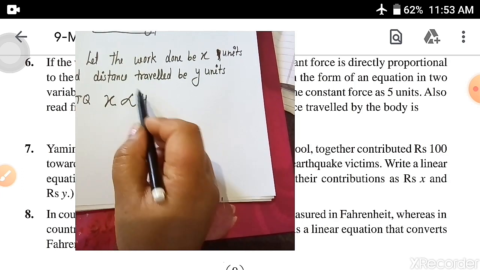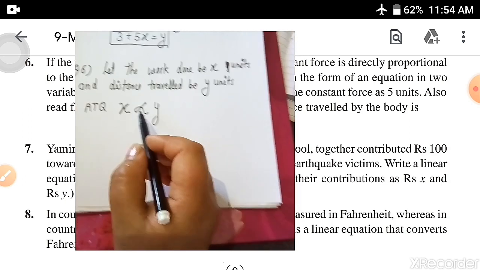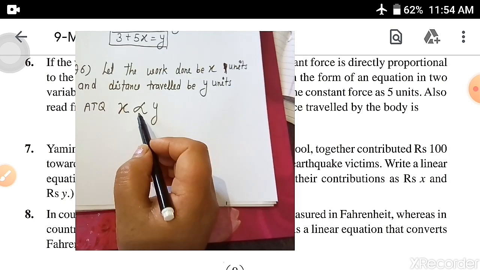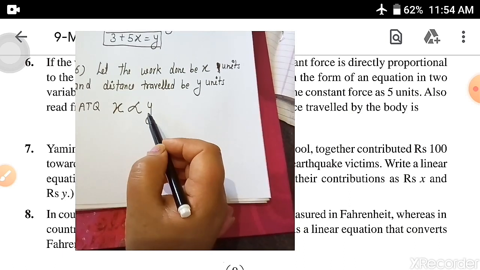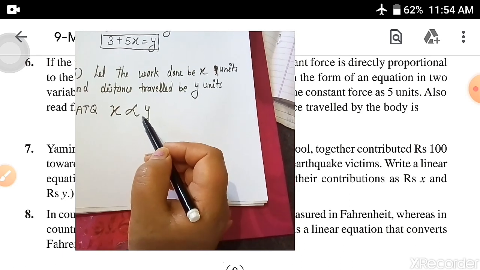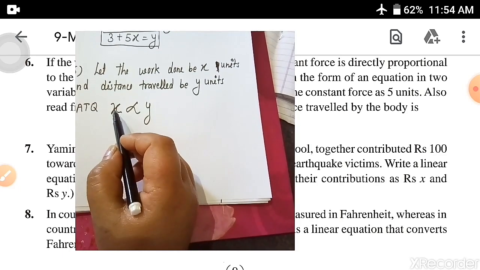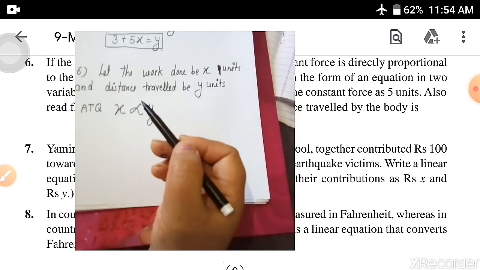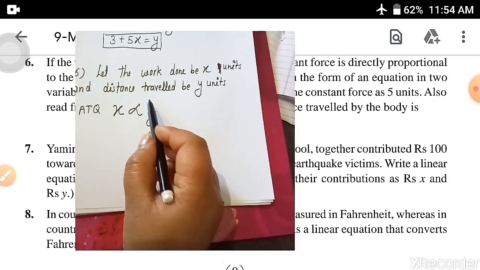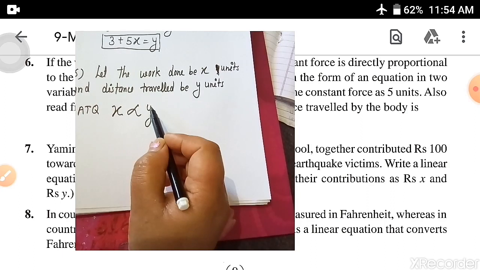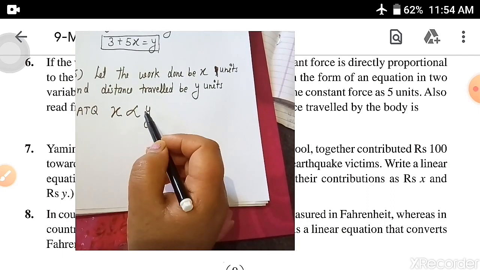It is the proportionality sign. You will study about it in physics. Now see what proportionality sign means. Proportionality means if one value is increasing, then the second value should also increase, like direct variation, which you have also studied in class 8th. It is obvious that if we apply more force, the distance traveled by the body will be more. If we apply less force, the distance traveled by the body is less.